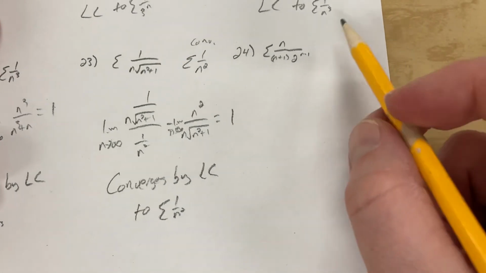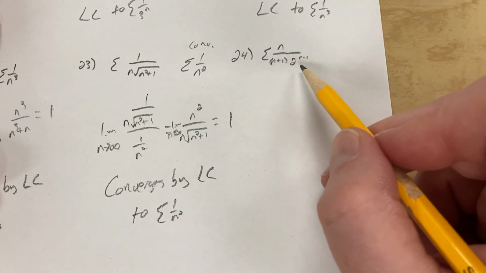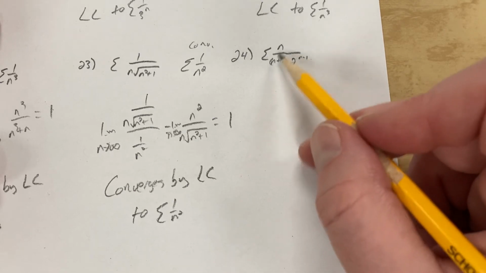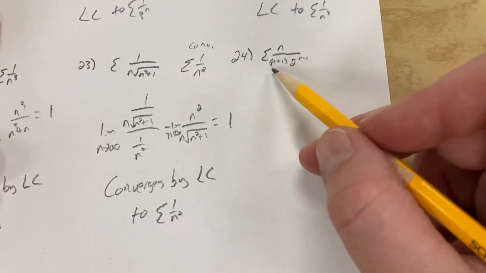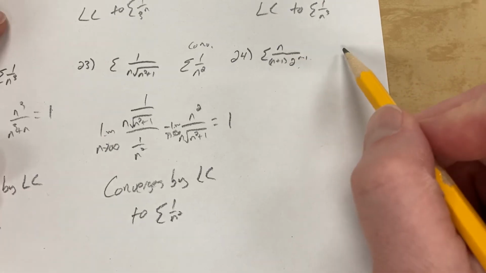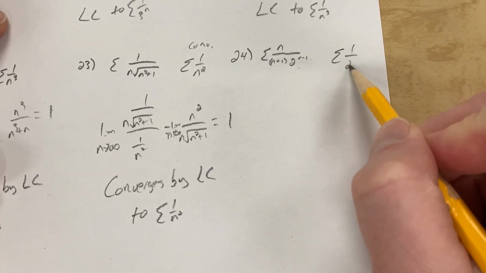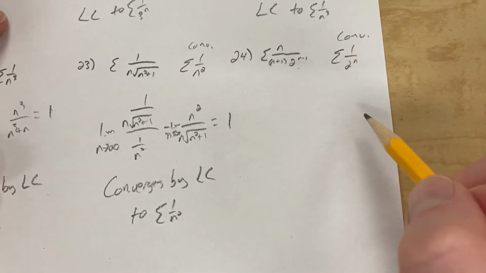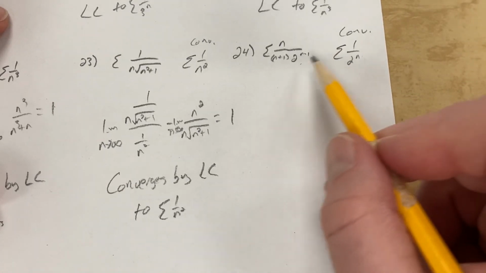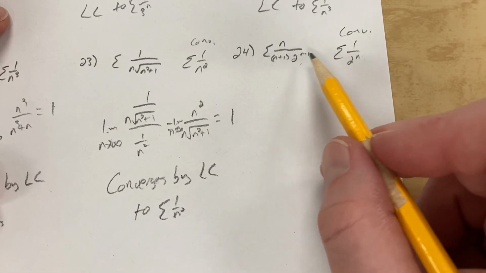All right, and the last one here, we've got n over n plus 1 times 2 to the n minus 1. Now these n's you can kind of see aren't going to do much over time. They're going to kind of neutralize each other. So really this is going to become similar to 1 over 2 to the n, which is a convergent geometric series. But again, to be able to compare them directly, that might be a little tricky.